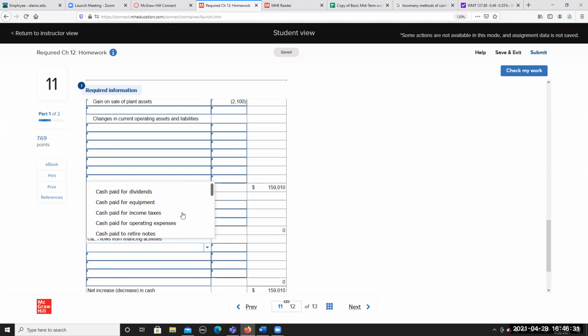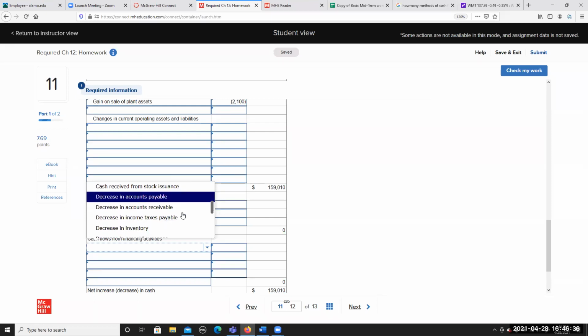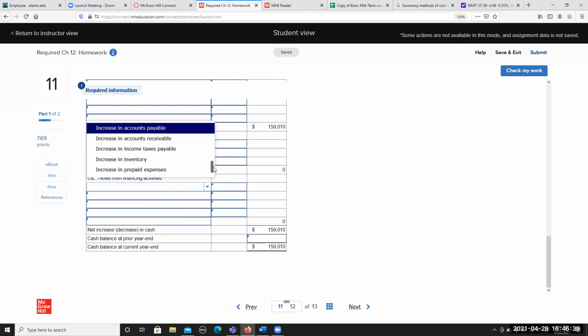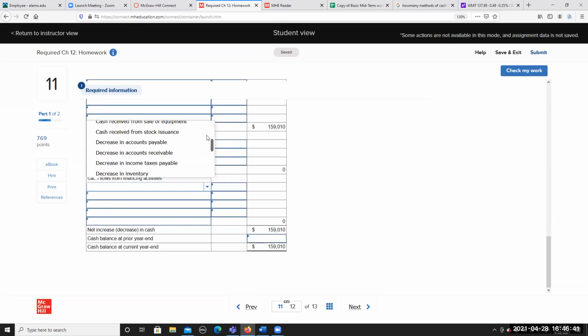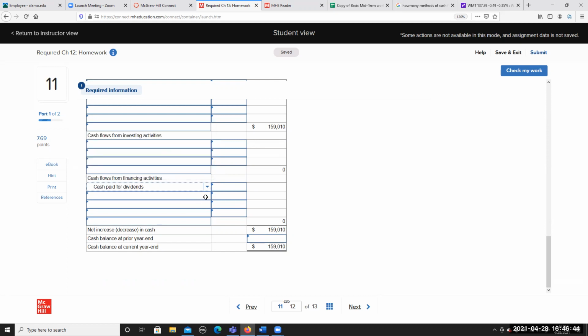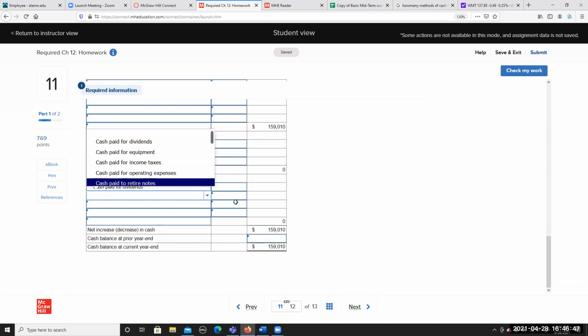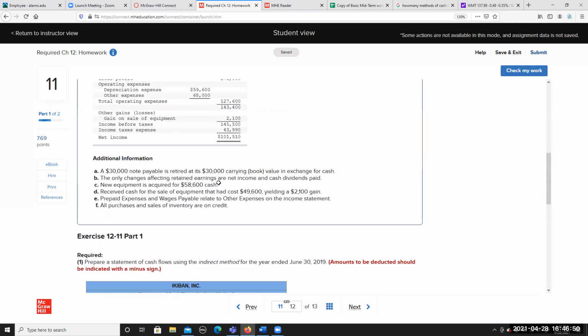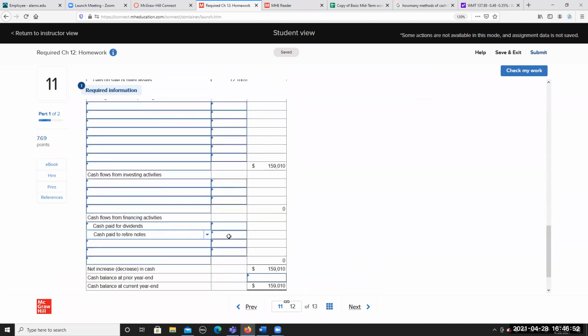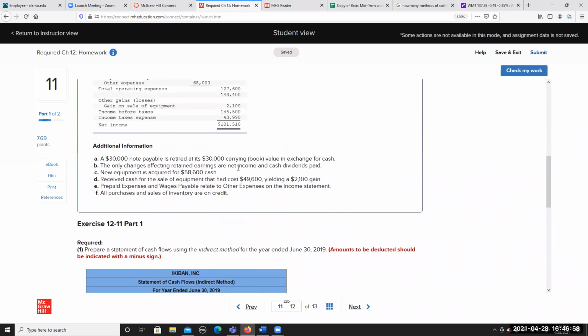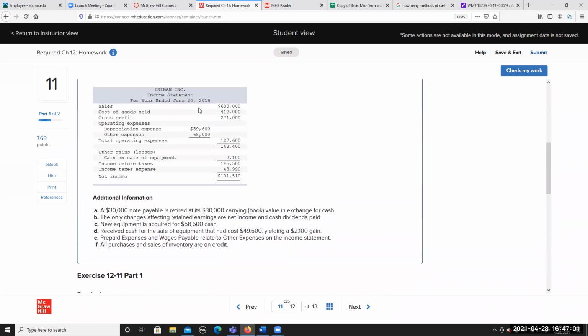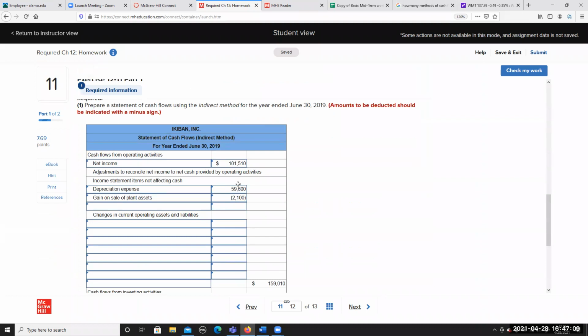where do I have long-term debt? Do I have it? Cash paid. We'll put dividends there. How about the next section? Cash paid to retire note. There it is. And the cash paid to retire note minus 30,000. So money's going out. Okay. All right. So now let's finish the income statement. Net income minus the gain plus depreciation. There you finish the income statement.